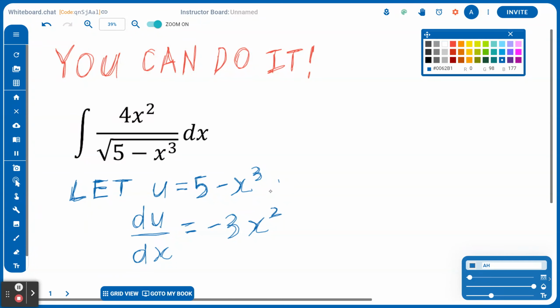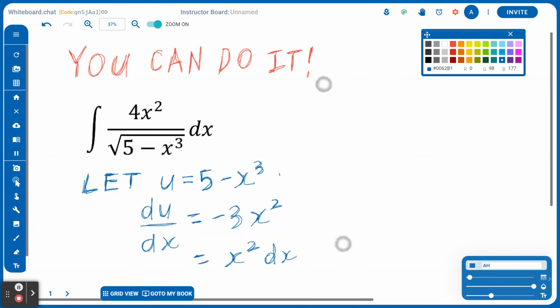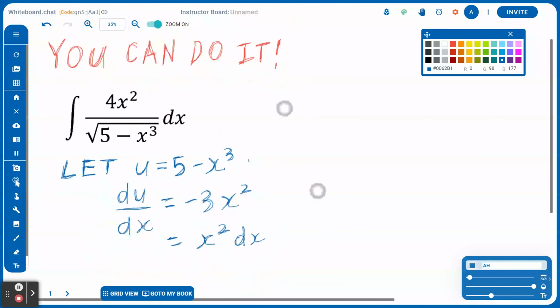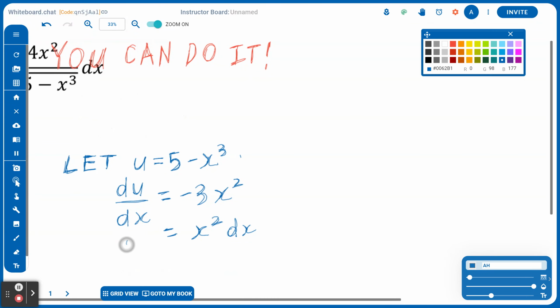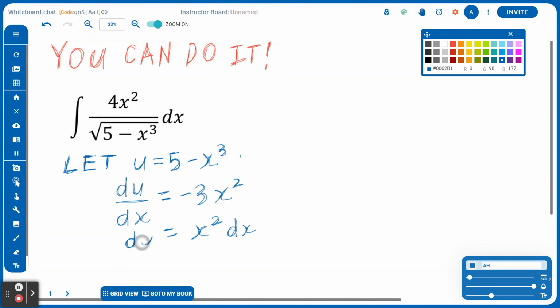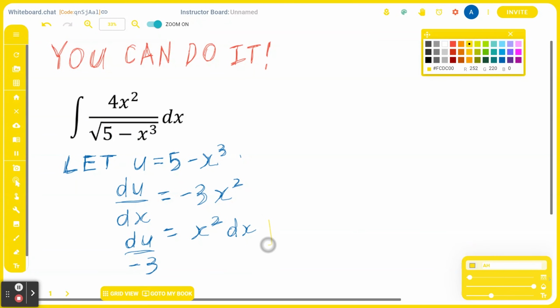Now, what does that really mean? You have to go back and isolate for x squared dx. So on the right-hand side, I'm going to write down x squared dx, which means I have to divide both sides by negative 3. And on the left-hand side, this is going to be du divided by negative 3. Let's switch colors here and put a box around that.